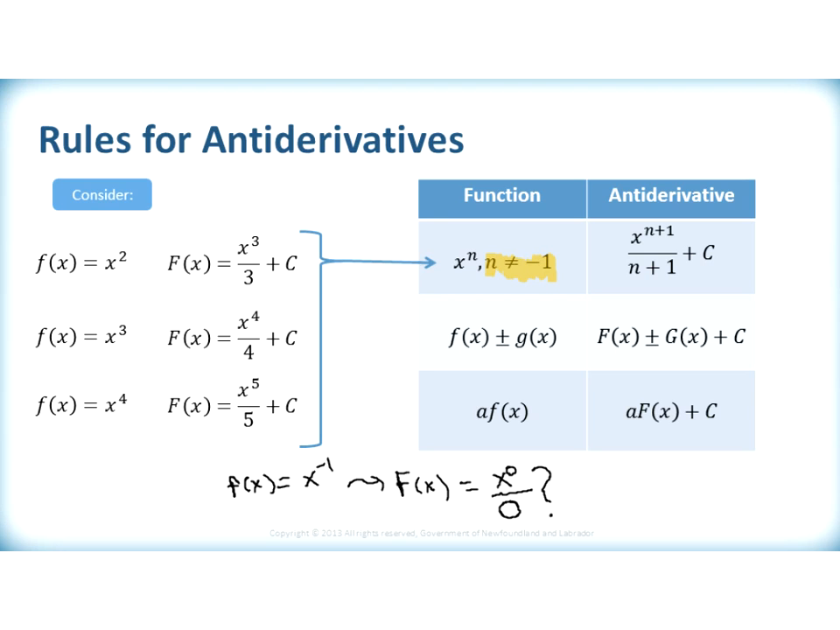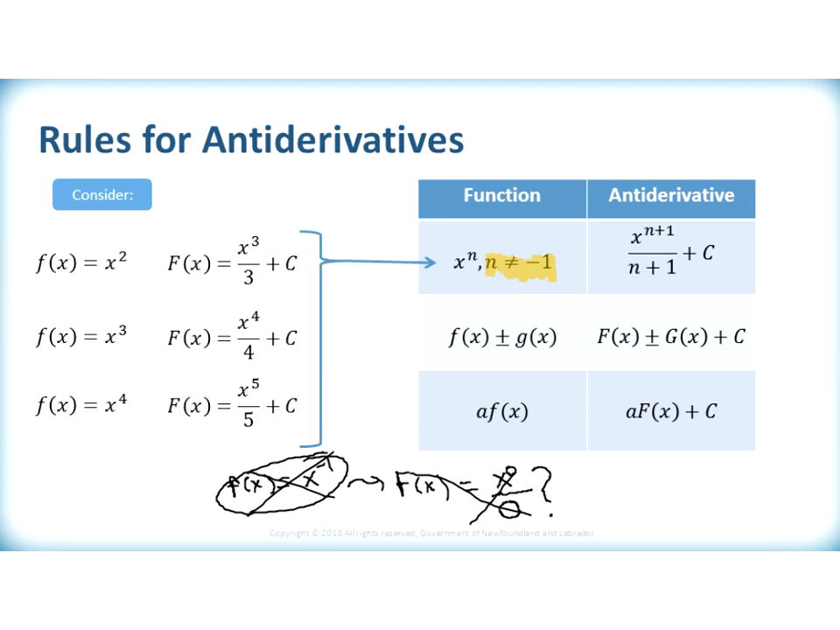We are not allowed to do that. So this rule works for every real number exponent except for this poor guy right here, x to the power of -1. How we deal with the antiderivative of 1 over x, or x to the power of -1, that'll come down the pipe in our next unit. But for right now, we're just going to remember that we can't deal with that function. We don't have a way to deal with that yet.